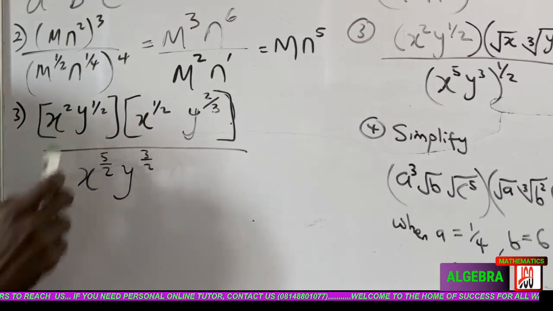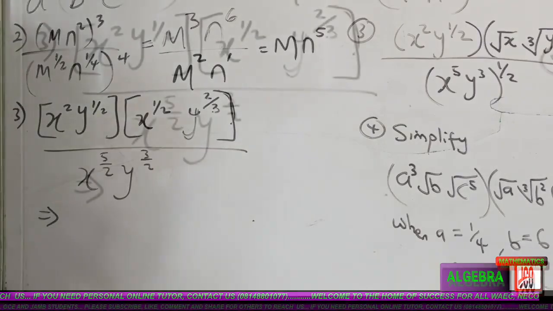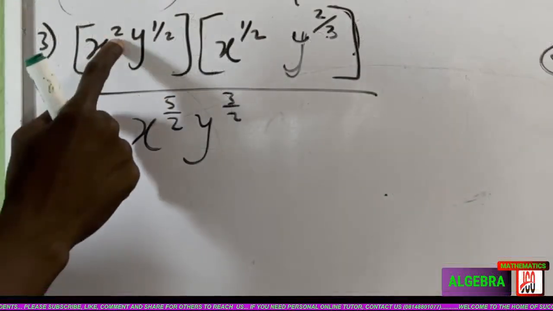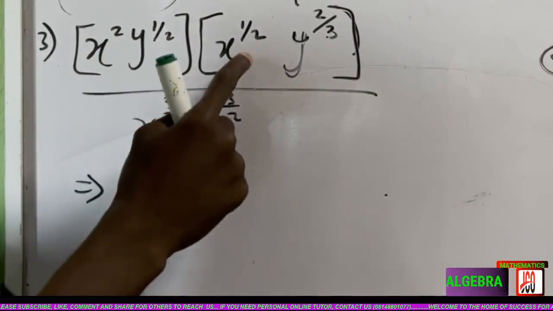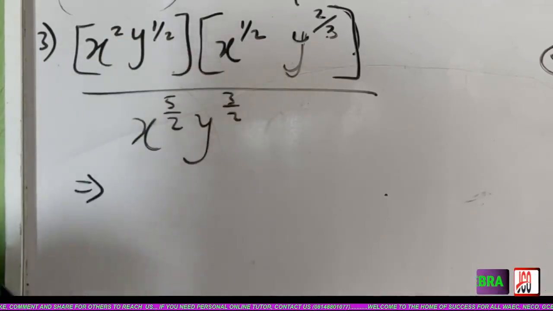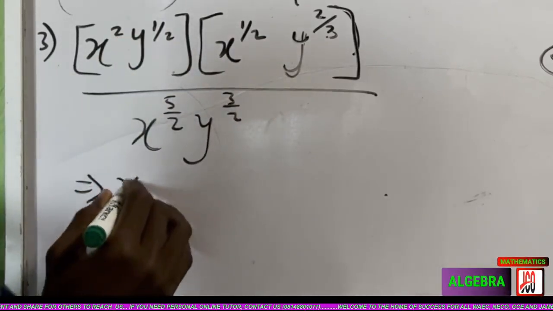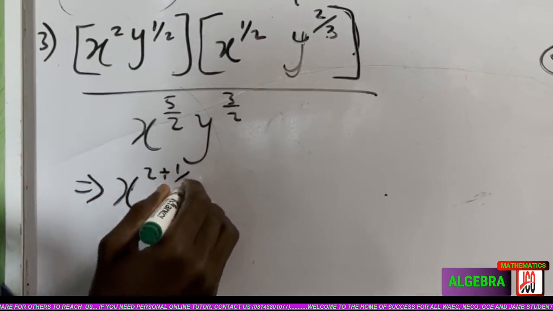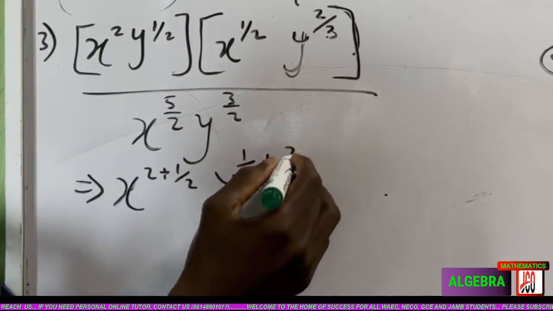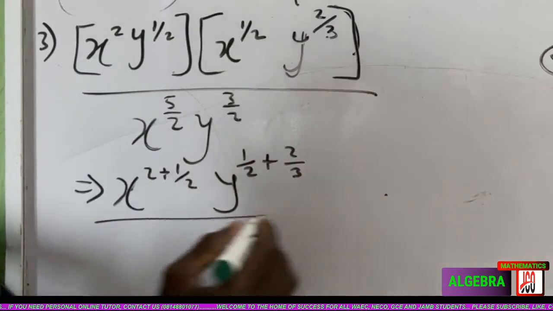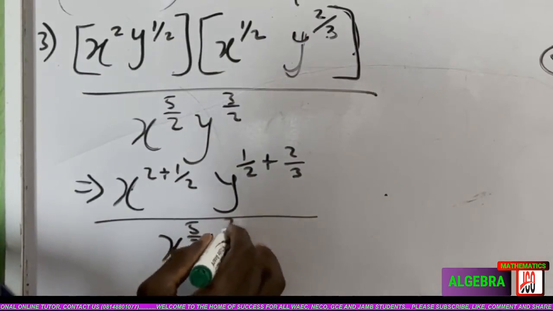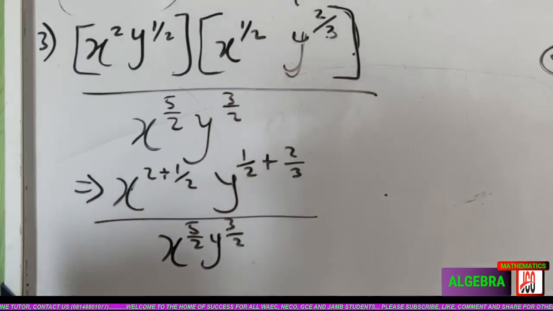So this is, the index of x is 2. The index of x is half. Since they are multiplying, you add their index, 2 plus half. So it gives you x raised to power 2 plus half. The other one, y raised to power half plus 2 over 3, over x raised to power 5 over 2, y raised to power 3 over 2.